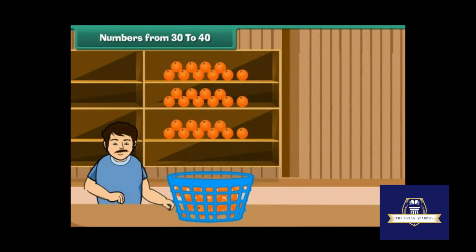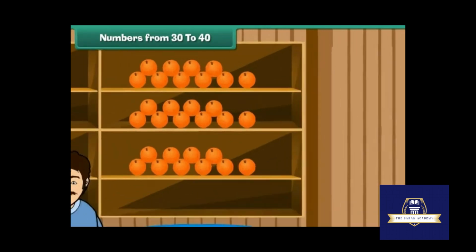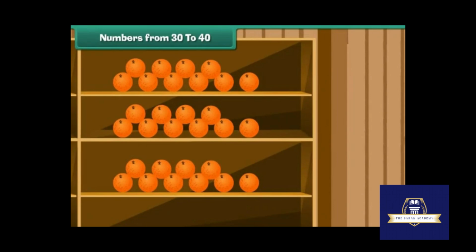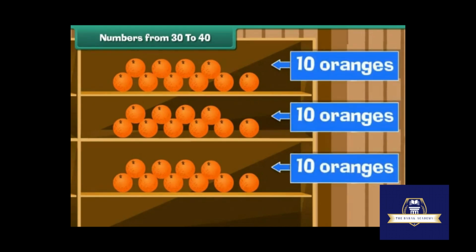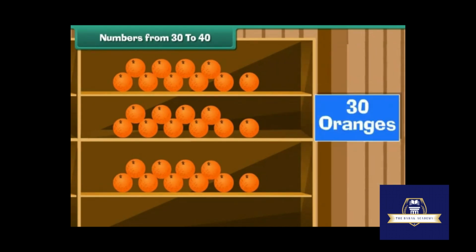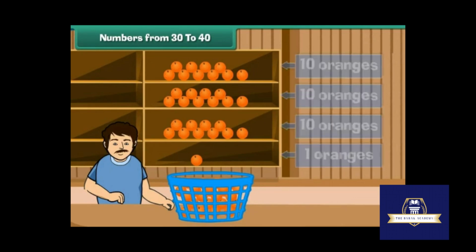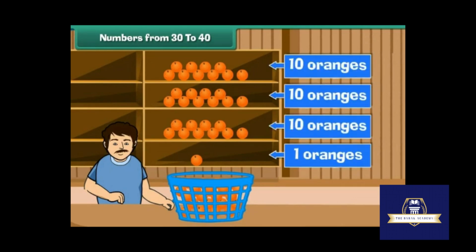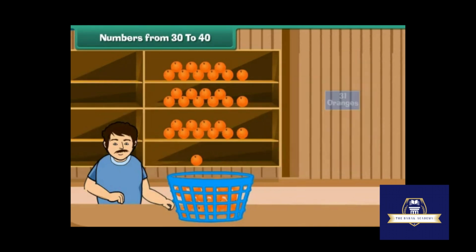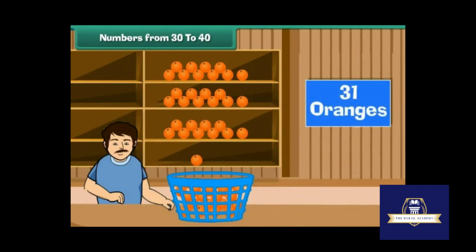Numbers from 30 to 40. Now can you say how many oranges are there? Yes, there are 3 shelves. Each shelf contains 10 oranges. There are 30 oranges. Let us now pick up one orange from the basket and arrange it on the 4th shelf. Now we have 3 tens and a 1, which makes 31 oranges.